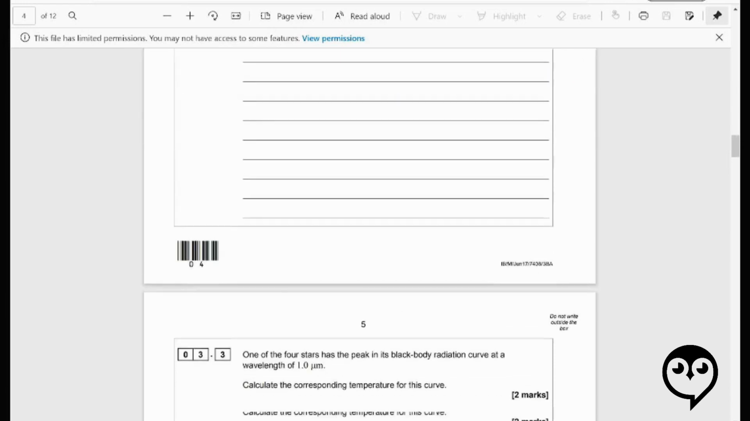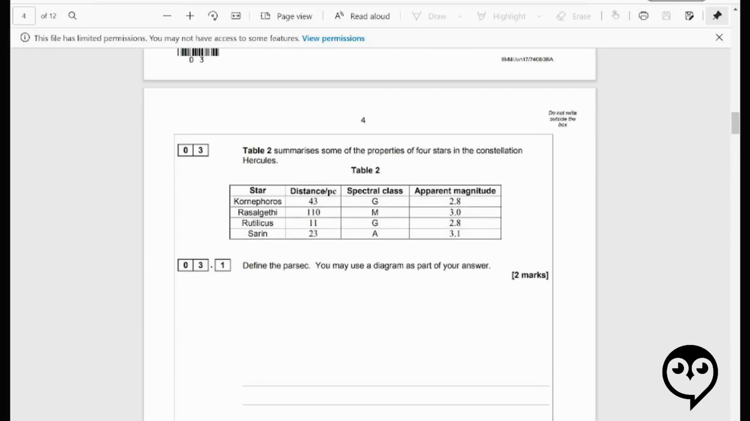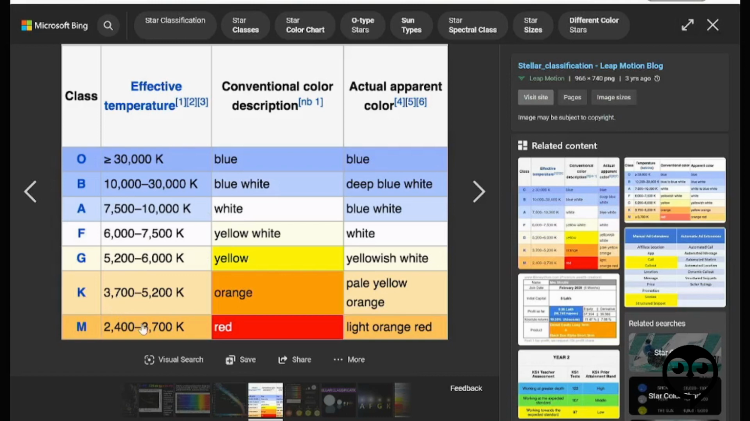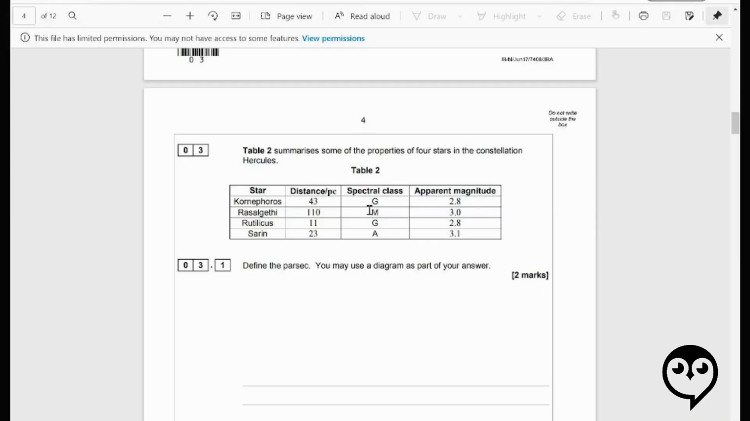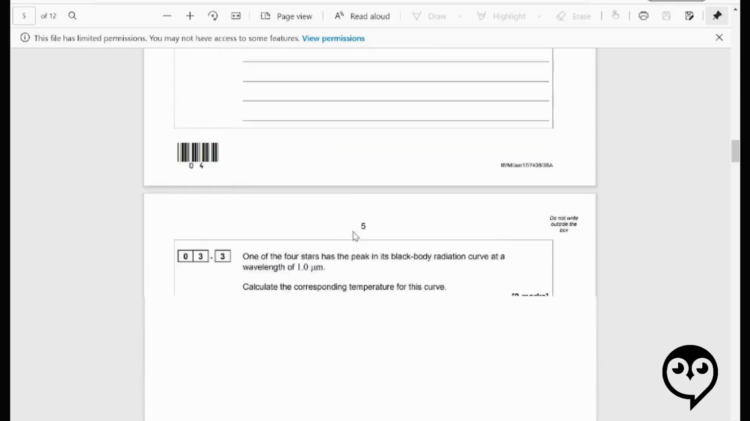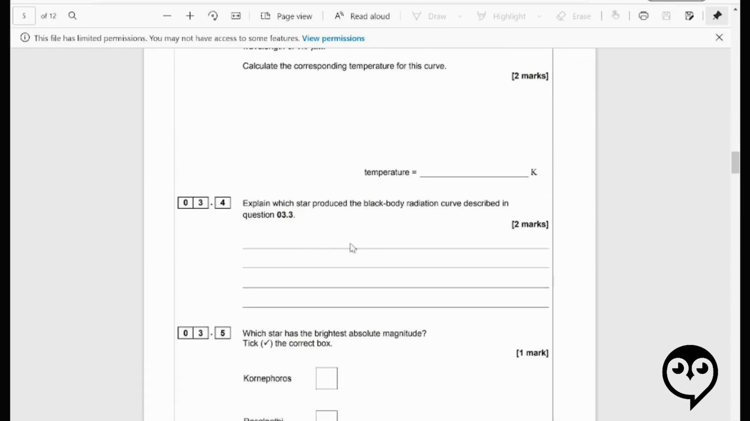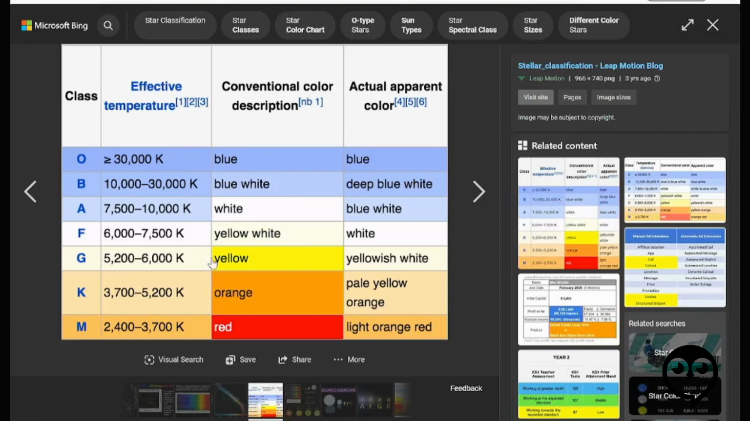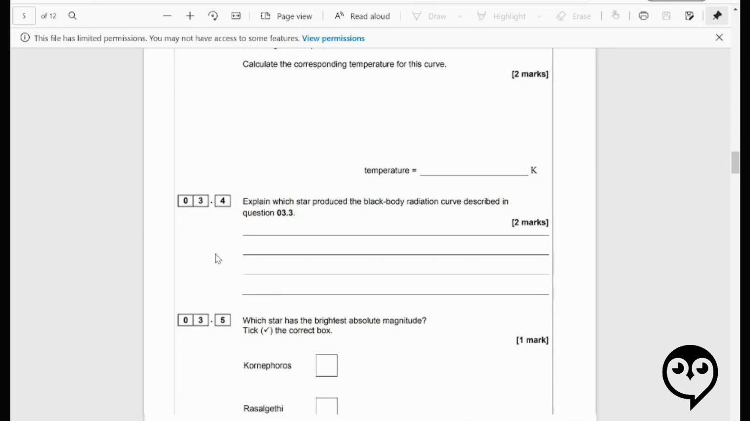Okay, explain which star produced the blackbody radiation curve described in question 3.3. Okay, so which star would have done that? Well, let's get back to our spectral class. So 2900 looks to me like an M star, quite a cool star. And we see here that the one with the M must be this Rassel-Gethy. Okay, so that's what I would say for 3.4, Rassel-Gethy, because it's M class, it's got that temperature range. It seems to me in the AQA they want you to know these classifications, unless that's in a data sheet I'm not aware of, but I don't think it is.